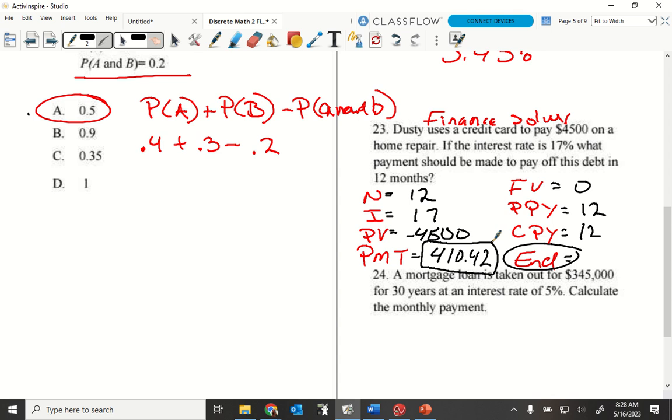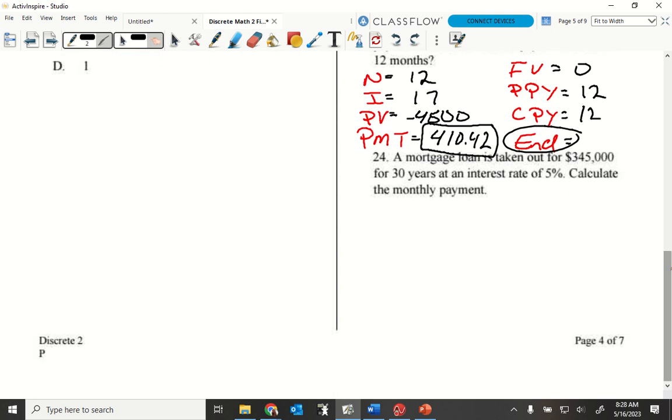Hopefully you guys still find this pretty easy. So it's just the act of doing it and practice plugging it in. So every single time we get one of these, this one again is another finance solver. So I'm going to plug that in. So it's going to be N, I, P, V, P, M, T, F, V, P, P, Y, C, P, Y, and we're always using end here.